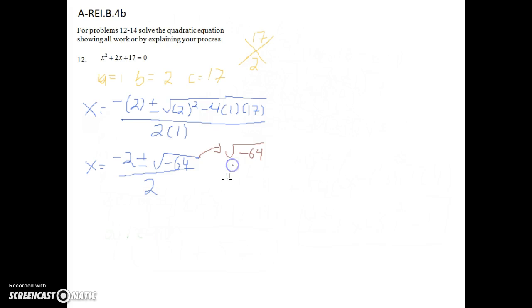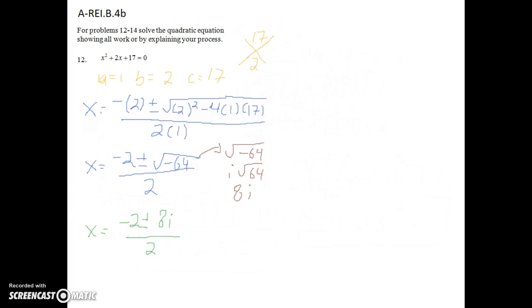We're going to take out our i. We check, is 64 a perfect square? It happens that it is, so we get 8i. So we're going to take that, replace it back in. So we get x equals negative 2 plus or minus 8i over 2.